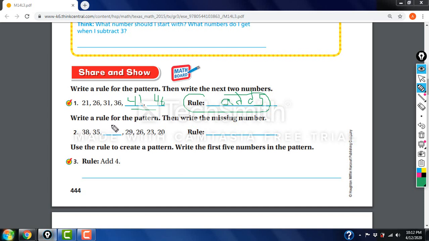Let's do the next one. Write a rule for the pattern, then write the missing number. So let's look at the rule. 38. What do I do to 38 to get 35? They subtracted 3, right? So if I subtract 3 here, I get what? 32. If I subtract here, I get 29. So the rule is subtract 3.